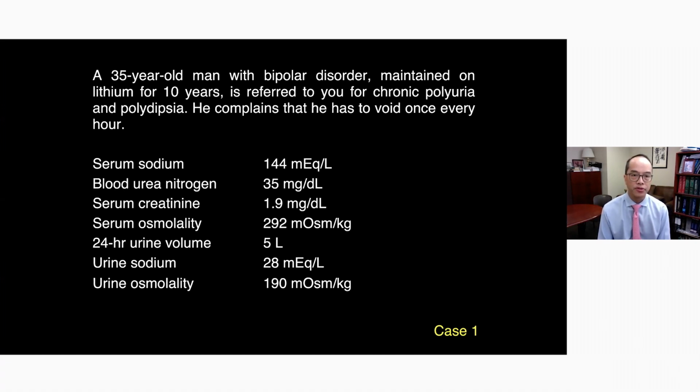This is a 35-year-old man with bipolar disorder who's maintained on lithium for 10 years and is referred to you for chronic polyuria and polydipsia. He complains that he has to void once every hour, and you can see that his serum sodium is 144, creatinine is 1.9, serum osmolality 292, 24-hour urine is 5 liters, and his urine electrolytes are as shown.